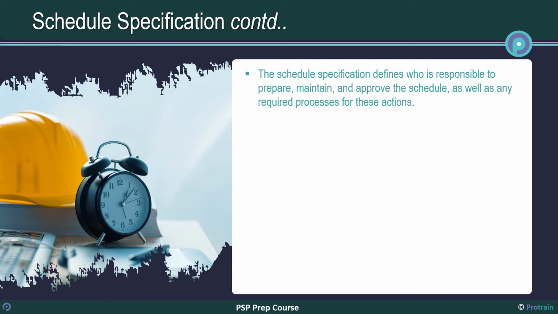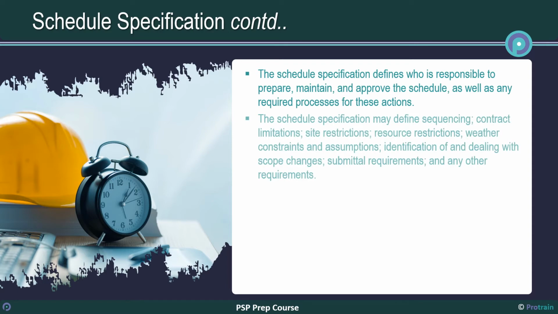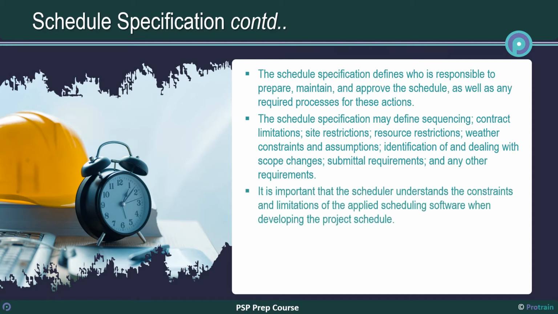The schedule specification defines who is responsible to prepare, maintain, and approve the schedule, as well as any required processes for these actions. The schedule specification may define sequencing, contract limitations, site restrictions, resource restrictions, weather constraints and assumptions, identification of and dealing with scope changes, submittal requirements, and any other requirements. It is important that the scheduler understands the constraints and limitations of the applied scheduling software when developing the project schedule.